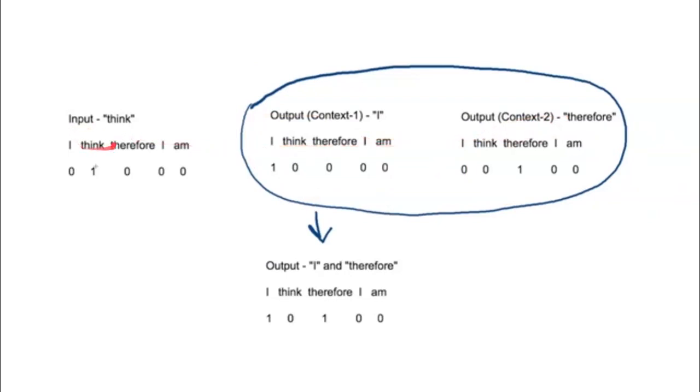Because if I pass the word "think", the output should be "I" and "therefore", so it has to yield both outputs. After combining these two cases, the final output would look like this. It will be 1 for "I", 0, then "therefore" as 1. Then again, there is no other word called "I" in the input, so that is 0, then "am" is 0.